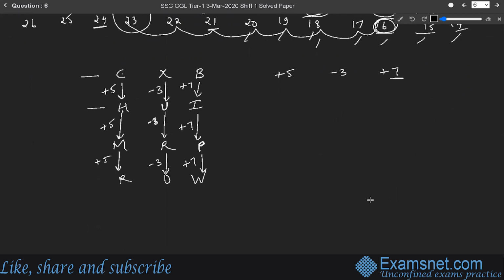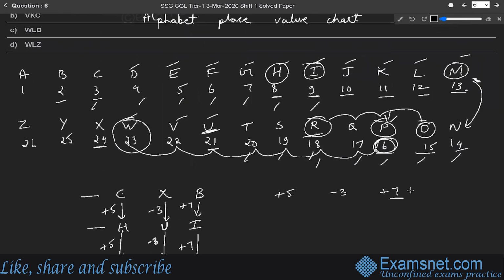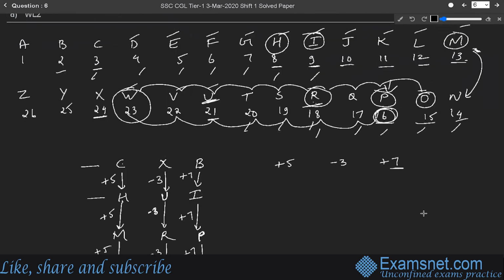Okay. So we have to apply the concept in R, O and W. So in the first alphabet, we have to add 5. In second alphabet, we have to subtract 3. And in third alphabet, we have to add 7. So R plus 5. Let us see in the table. Okay. R plus 5 will be in the forward direction. So 1, 2, 3, 4 and 5. So R plus 5 gives W.